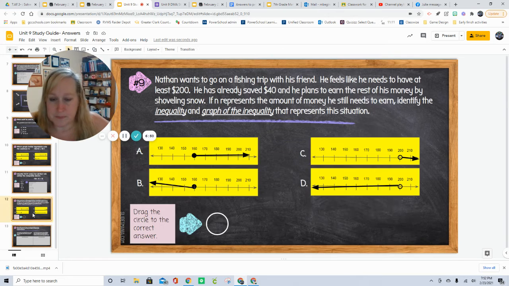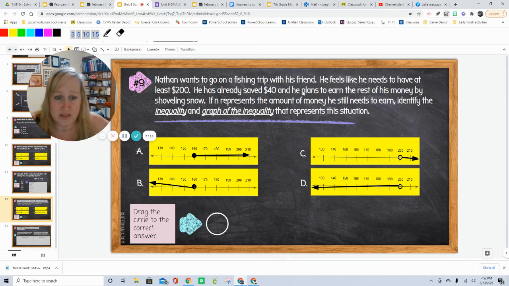Next problem. Nathan wants to go on a fishing trip with his friend. He feels like he needs to have at least $200. He has already saved $40 and he plans to earn the rest of his money by shoveling snow. If N represents the amount of money he still needs to earn, identify the inequality and graph of the inequality. So this is kind of cool. We have done an assignment like this.